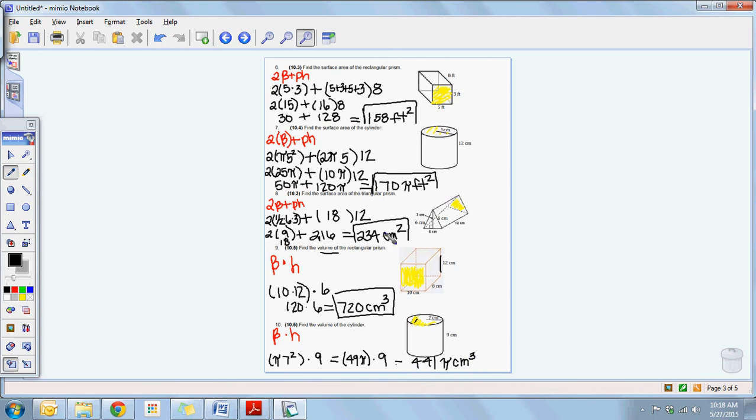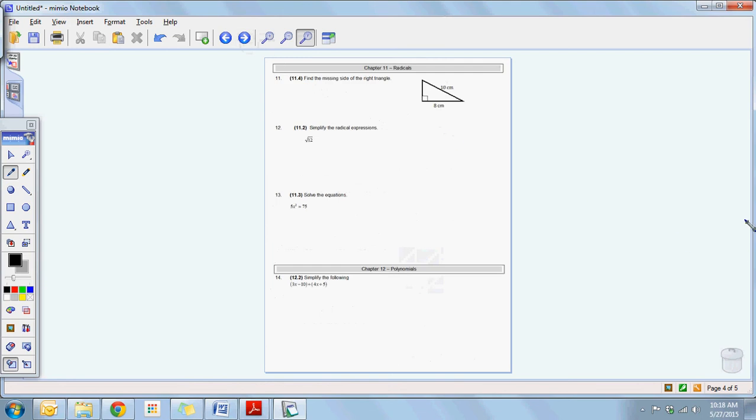Alrighty? Alright, moving on to our next chapter. We talked about radicals. The first thing you're going to be asked to do is find the missing side of a right triangle. So this is a right triangle, and your job is to find this side. First of all, what formula do we use to solve this type of problem? That's going to be the Pythagorean theorem. The Pythagorean theorem is a squared plus b squared is equal to c squared.